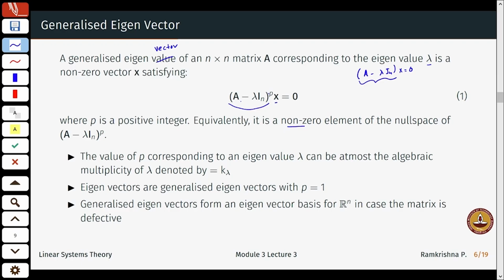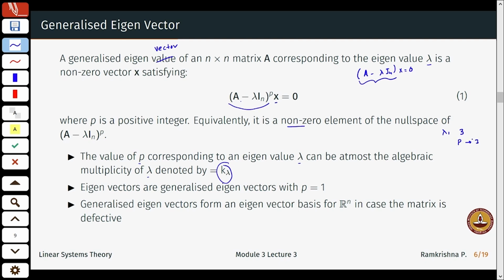So the value of p corresponding to an eigenvalue can be at most the algebraic multiplicity, and let us say it is denoted by some number k_i, which means that if I have an eigenvalue, say lambda 1, occurring 3 times, then this p can at most be 3.